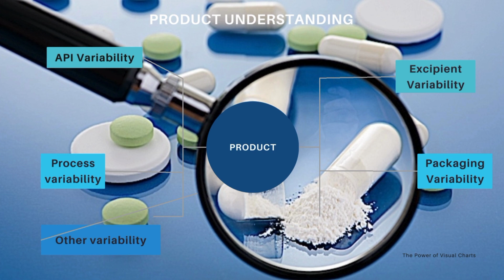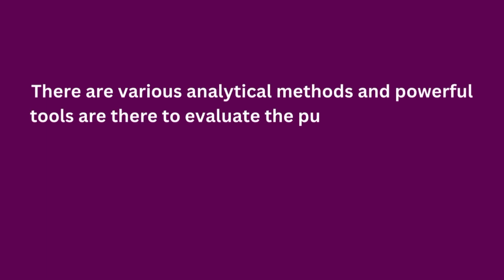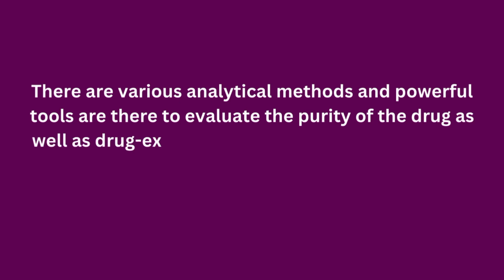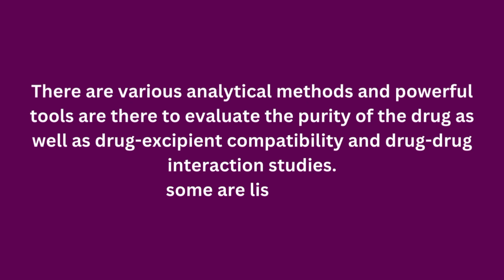Product understanding mainly includes API variability. API means active pharmaceutical ingredient variability, then excipient variability, process variability, packaging variability and other variabilities. There are various analytical methods and powerful tools to evaluate the purity of the drug as well as drug and excipient compatibility and drug interaction studies. Some are listed here.